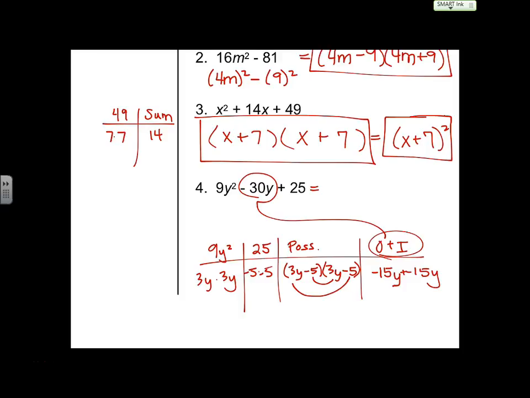So even if there are nasty numbers in front, if they're both perfect squares, try it. Maybe it's the exact same thing like this one is going to be. See it? They're going to end up being the same.